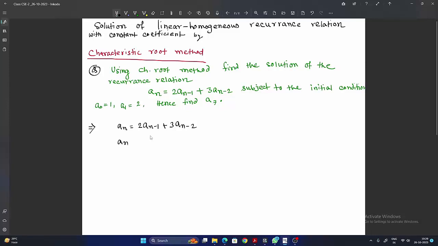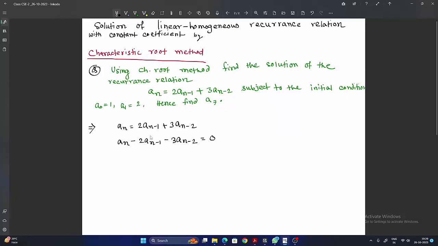like that: a_n - 2a_(n-1) - 3a_(n-2) = 0. So everything should be in the proper sequence. That means first you will get the highest term a_n, then a_(n-1), then a_(n-2), in this order. Is it clear? Yes, sir. Everything in the proper order.